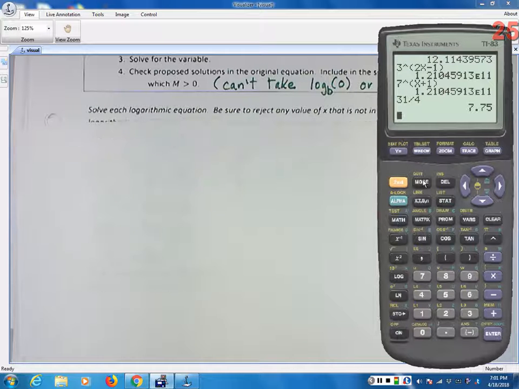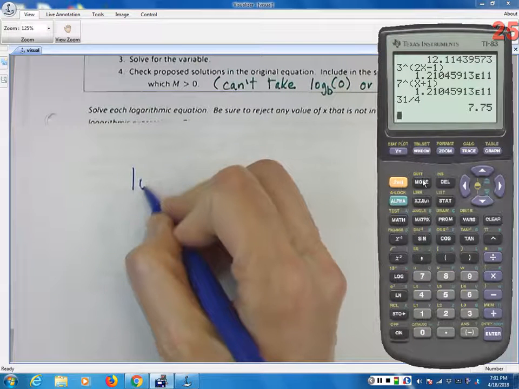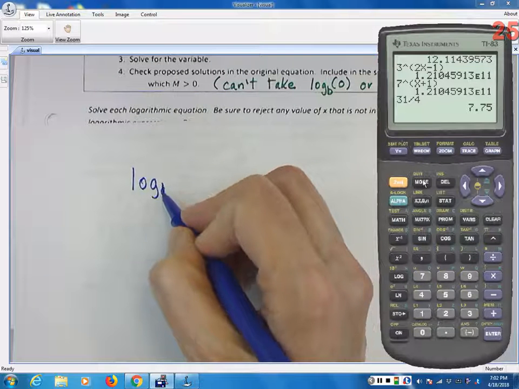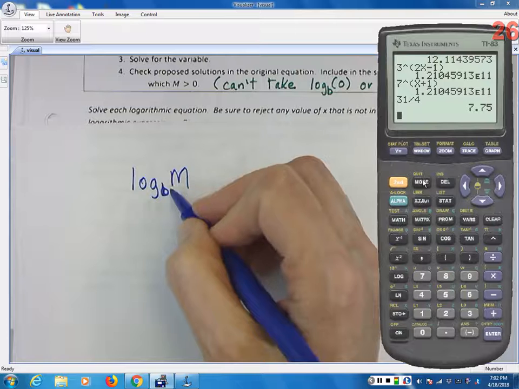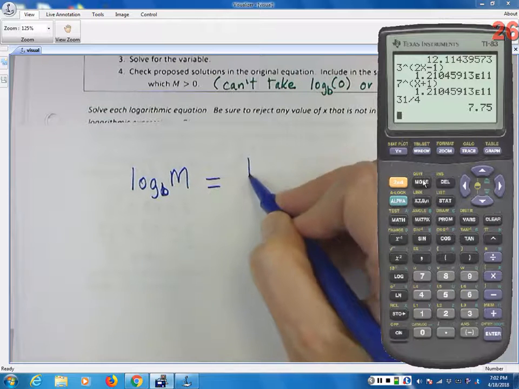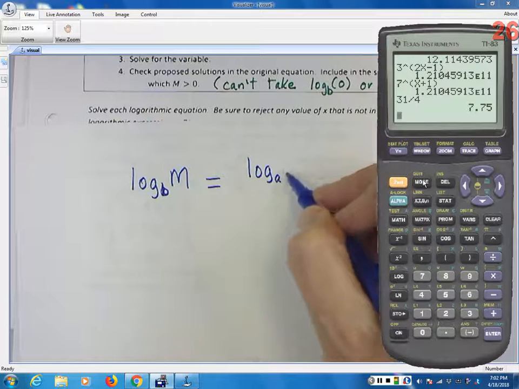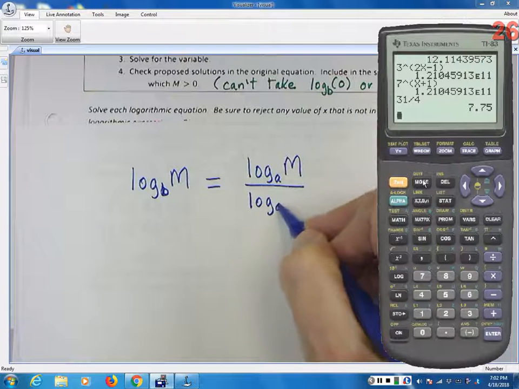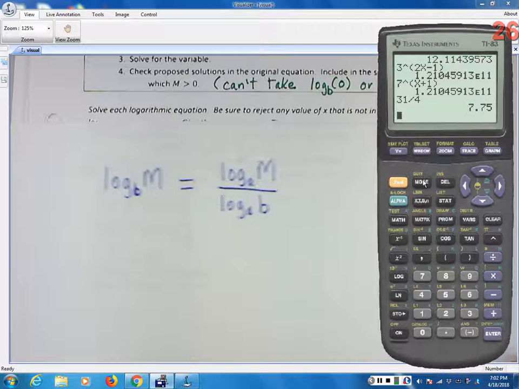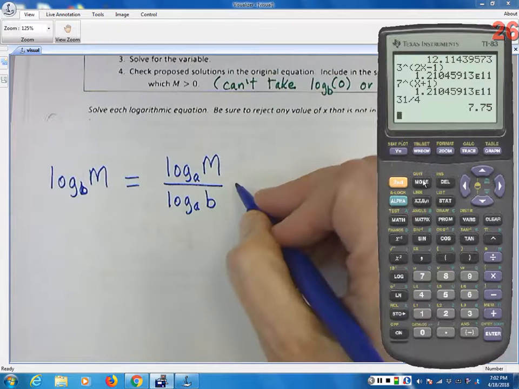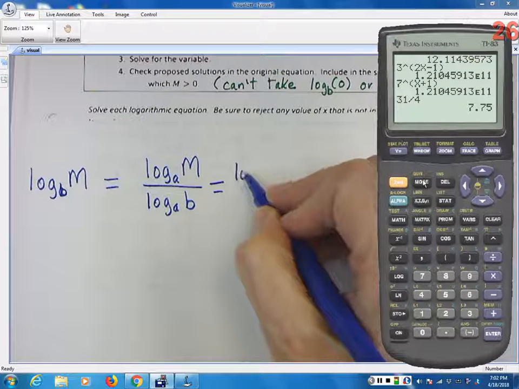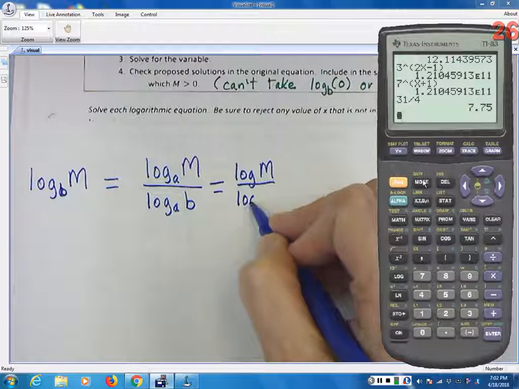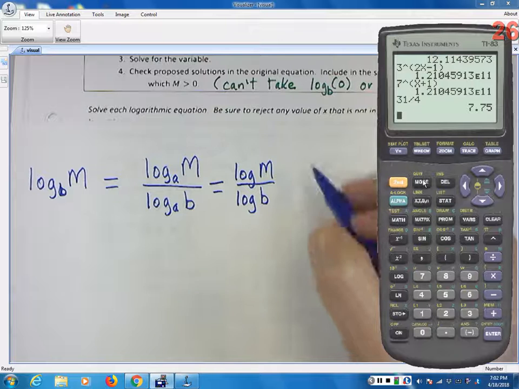The change of base property is that log base B of anything can be rewritten as log base A of the inside of that log divided by log base A of the original base. And so what we do with that, since the calculators only had log base 10 or natural log, we did this. This is the change of base property.